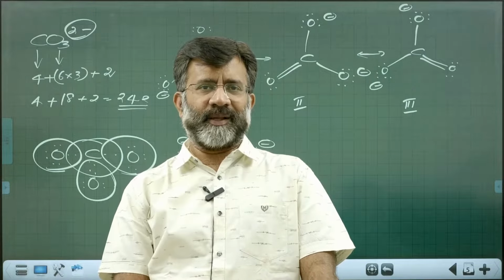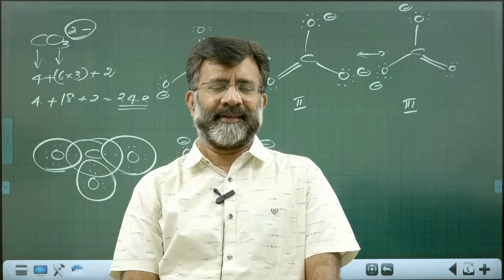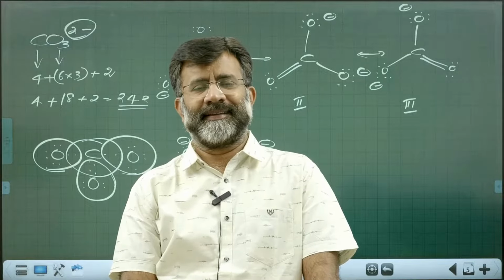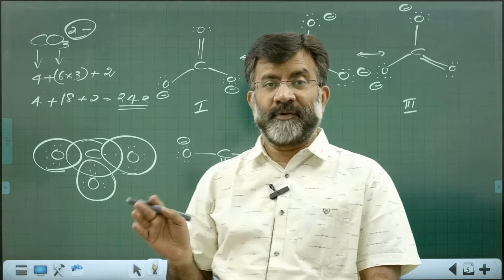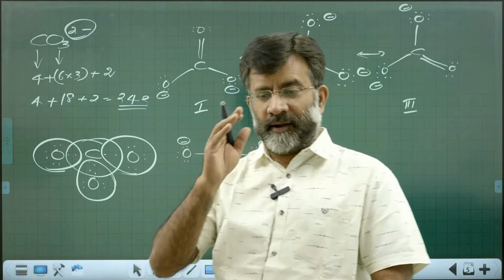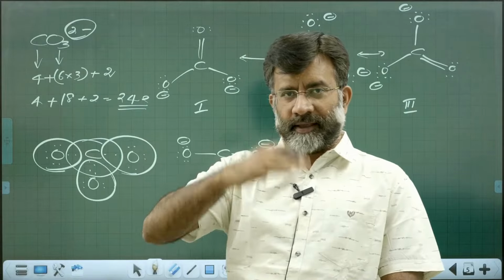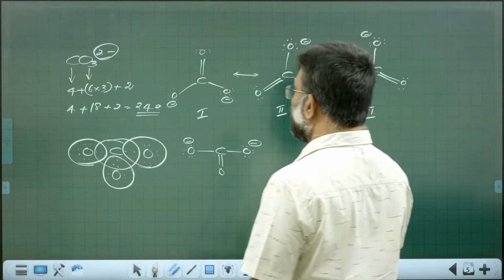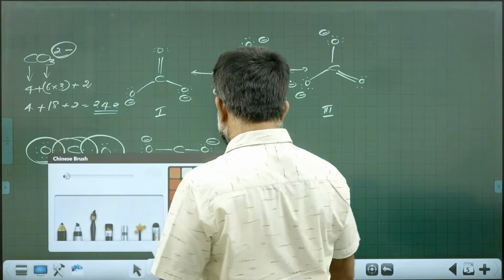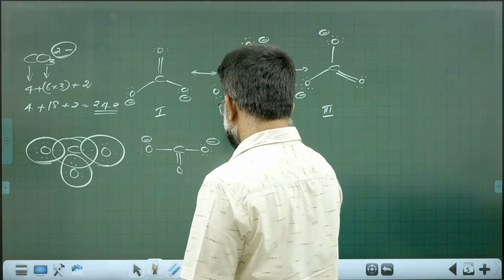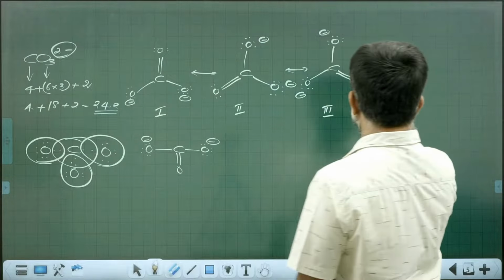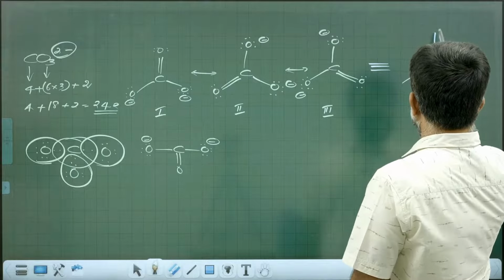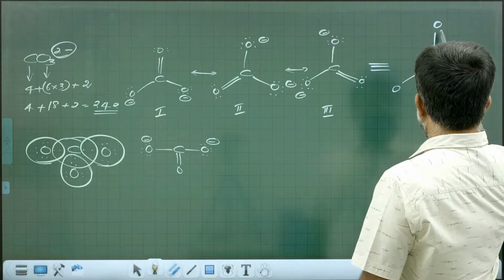Then which is the real structure? Is it 1? Is it 2? Is it 3? Science says that none of these are real structures. They are non-real structures. They are canonical structures. Then what is a real structure? The real structure lies somewhere in between the three and that is called a hybrid structure. The real structure lies somewhere in between the three, represented like this, and is called a hybrid structure. This is the hybrid structure.